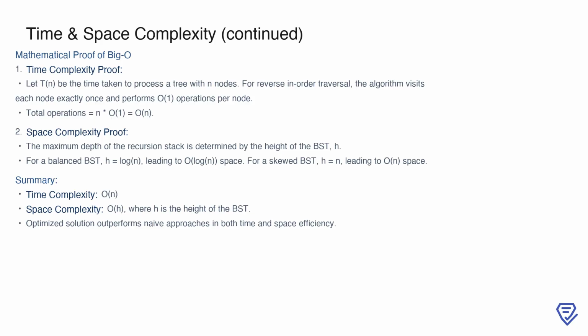For space complexity, the depth of the recursion stack reflects the tree's height, h. In a balanced binary search tree, this height is log n, leading to a space complexity of O(log n). In a skewed tree, the height equals n, resulting in O(n) space. Summarizing, the time complexity is O(n), and the space complexity is O(h), where h represents the tree's height.